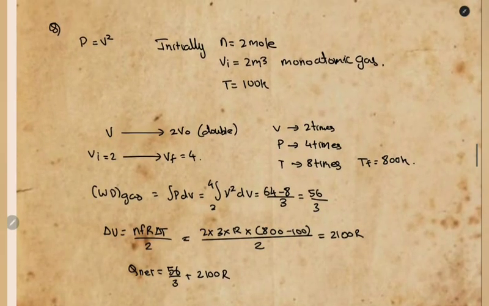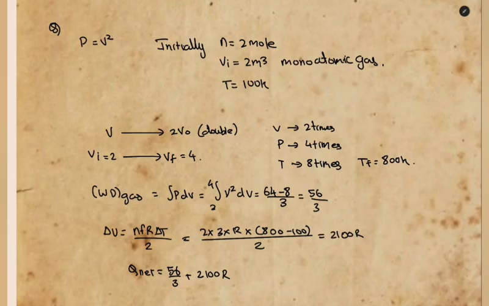Okay, so next question, P is equal to V square is given initially, n is equal to 2 moles, V initial is equal to 2 meter cube, monatomic gas and temperature. Yeah, I think this is not such a good question, right? But yeah, you can do this. We need to simply find the work done by the gas, internal energy and the Q net, right?